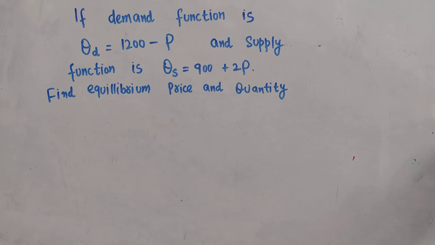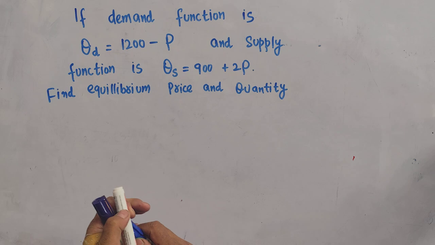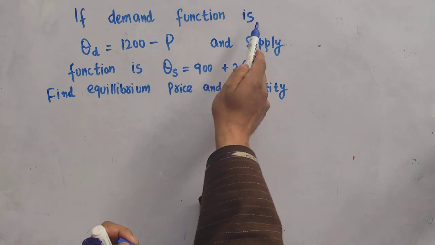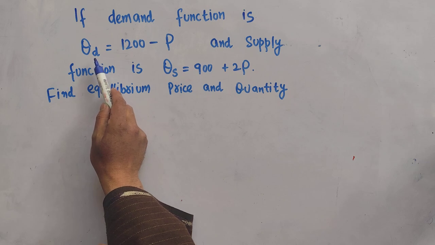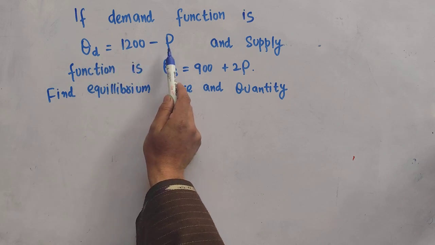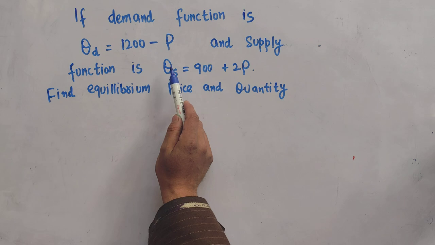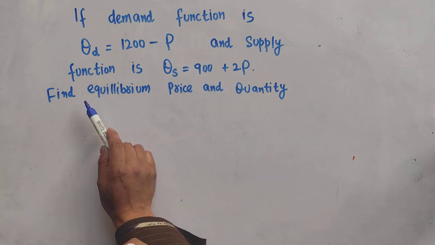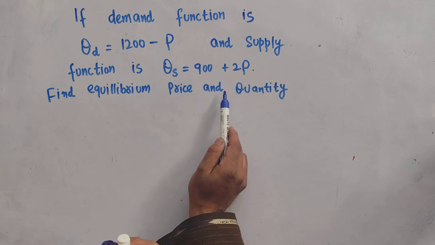In this video, we will learn how to find out equilibrium price and quantity from the given demand function and supply function. The question is, if the demand function is quantity demanded of a good is equal to 1200 minus P and the supply function is quantity supplied of that very good is equal to 900 plus 2P, we need to find out the equilibrium price and quantity.